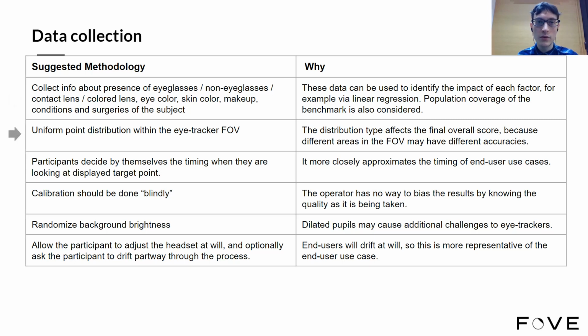We have to ensure uniformity of the target point distribution that was presented to participants. The way uniformity was achieved has to be explicitly described in the benchmark, since it can affect the results. Participants decide by themselves the timing when they are looking at the displayed target point. The gaze sample from that moment should be used, because it more closely approximates when a user would press a button when using an eye tracking based user interface.